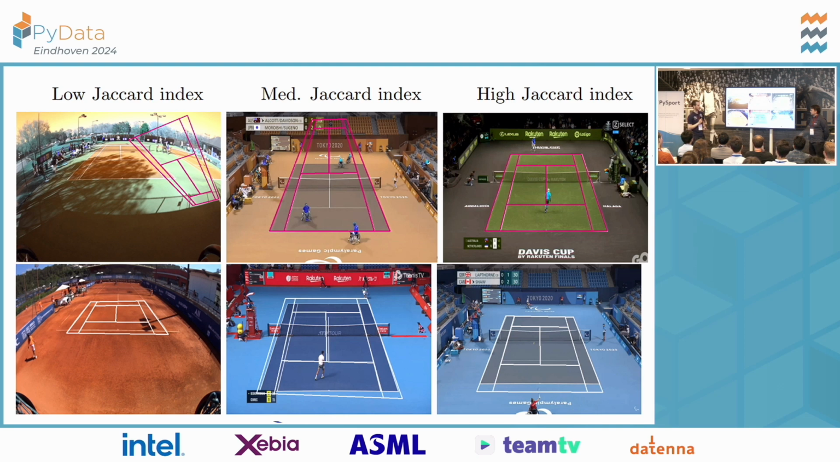So this is the performance of these models that we have to take into account when choosing an algorithm for detecting the court. We're also looking into a more dynamic version of both of them.